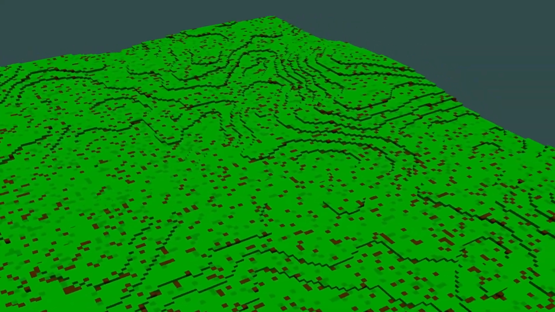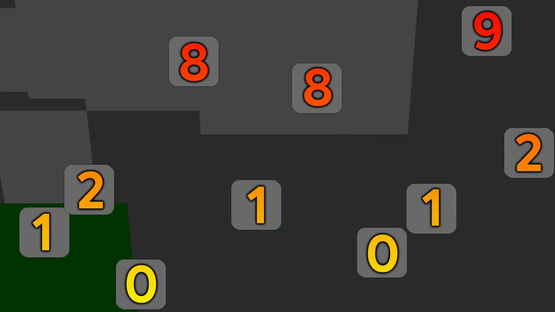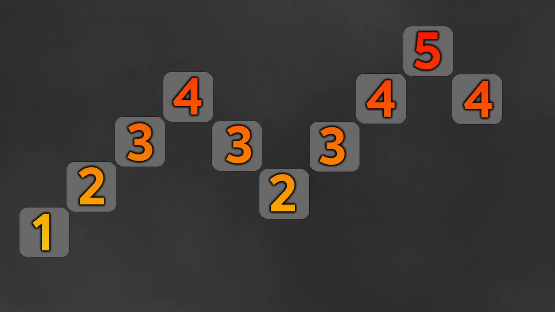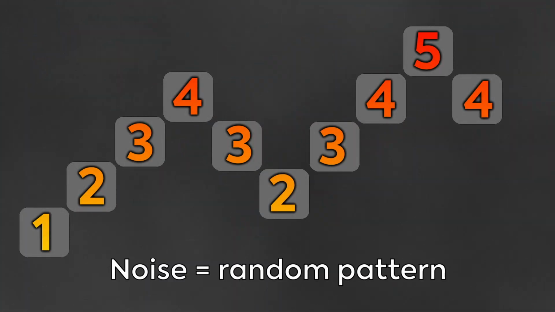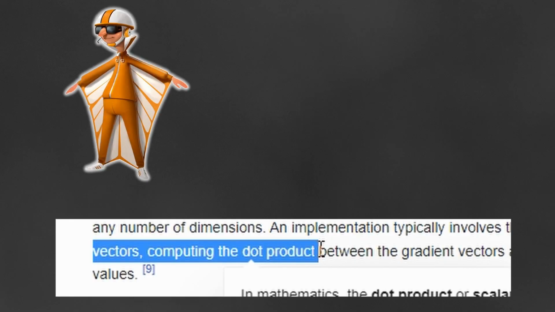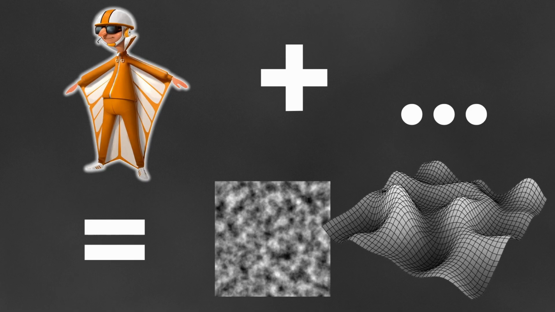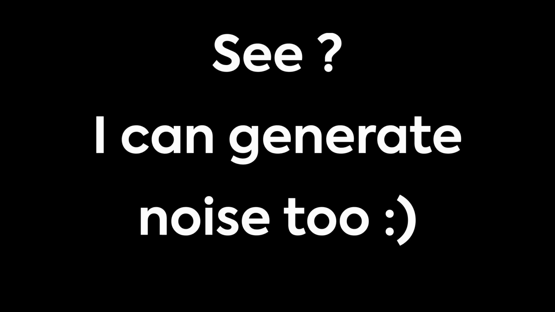To do procedural generation, you need to get random values and use them to generate a landscape. But you can't just use completely random values, otherwise your world would look terrible. Instead, you have to use some kind of noise with smooth transitions. Most people use perlin noise, so I'll use that too. Perlin noise uses vectors and dots or something, and it uses that to generate random smooth noise. See, I can generate noise too.